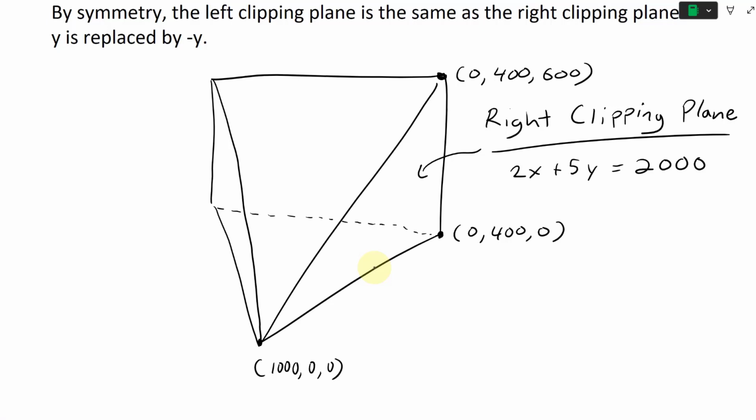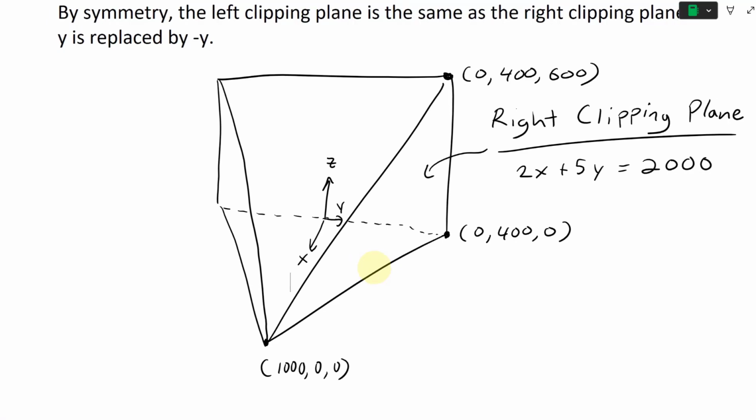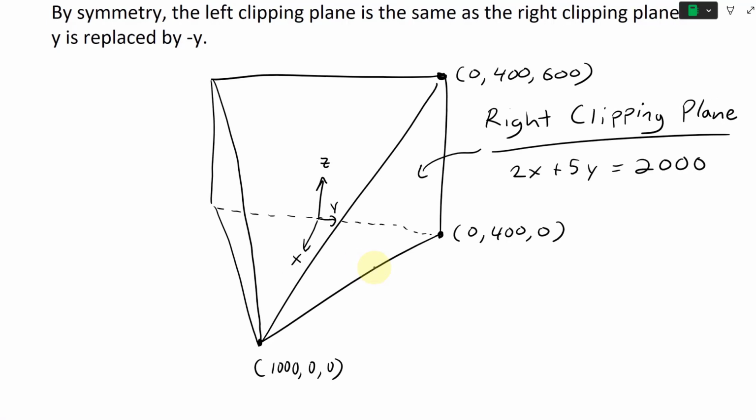There's the plane like that, and so on. And this is going to be our Z. This is our Y, this is our X, like that. Yeah, so if you look at it, the formulas were all created with everything the same, except the Y is flipped. So it's going to be 0, negative 400, 600. This one's going to be 0, negative 400, 0. So this is the left clipping plane.